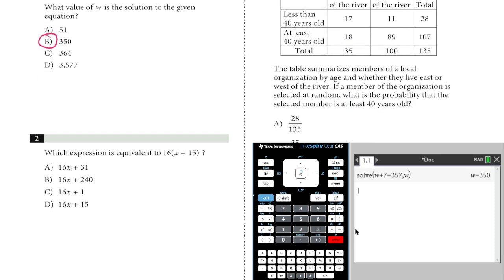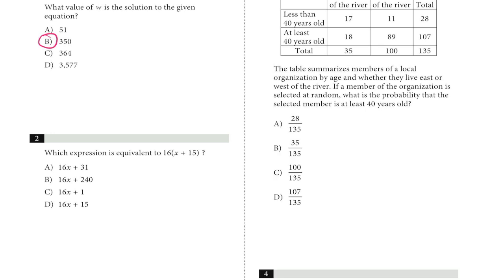All right, so number 2. Which expression is equivalent to 16 times x plus 15? So whenever you have a question that says which expression is equivalent, we can pick numbers for the letters. I always say start with 3. If there was a second letter here, I would probably just pick 4. If there was a third letter, I would then pick 5 for each respective one.